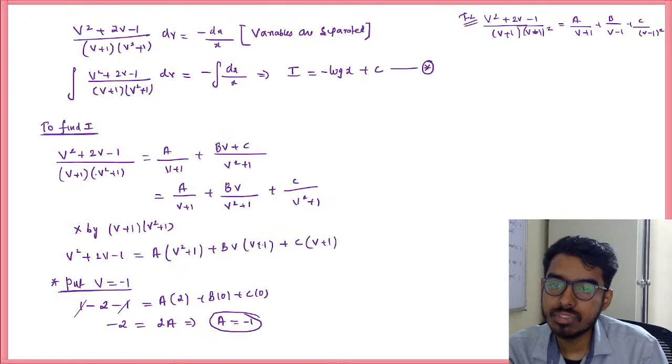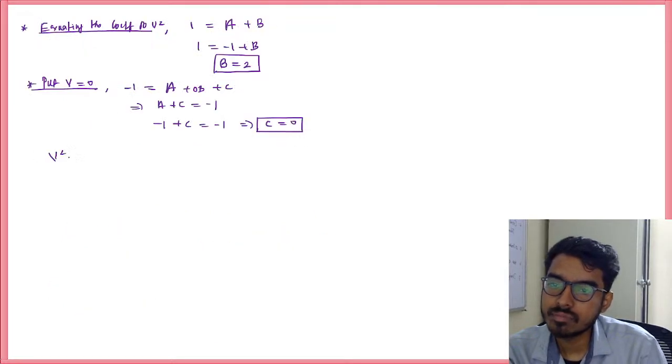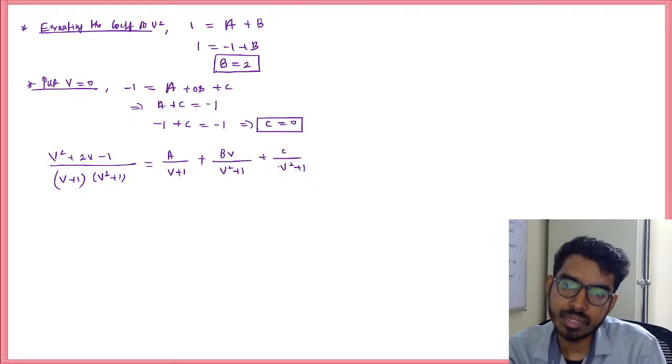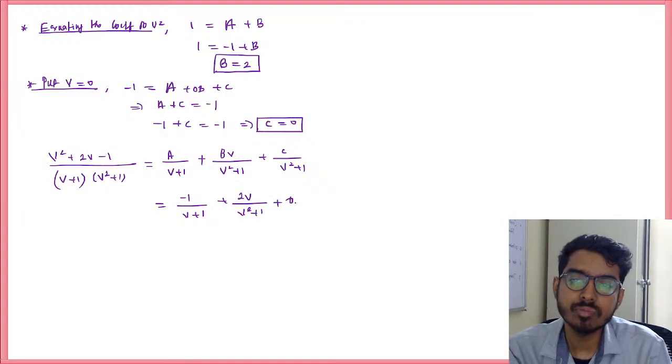So therefore, b square plus 2b minus 1 divided by b plus 1 into b square plus 1 can be written as a by b plus 1 plus bv by b square plus 1 plus c by b square plus 1. Substituting the values of a, b, c now: a is minus 1, so minus 1 by b plus 1, b is 2, 2b by b square plus 1, and c is 0. So I'm just writing it like that.